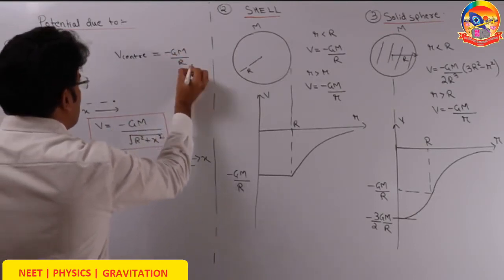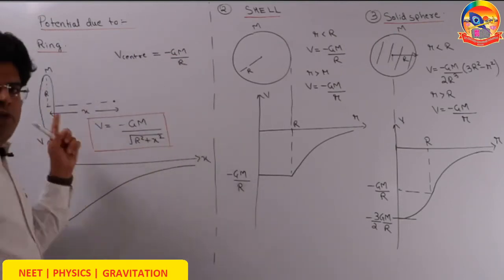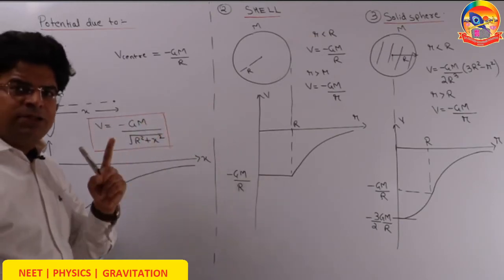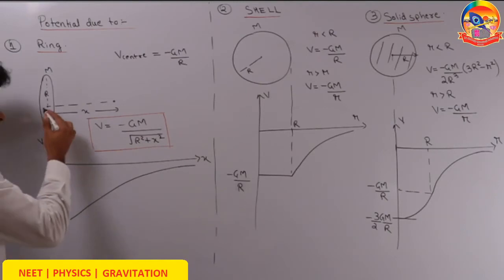As we move on the axis of ring, the strength of field first increases and then decreases, and is maximum at distance r by root 2. But potential keeps on continuously decreasing.